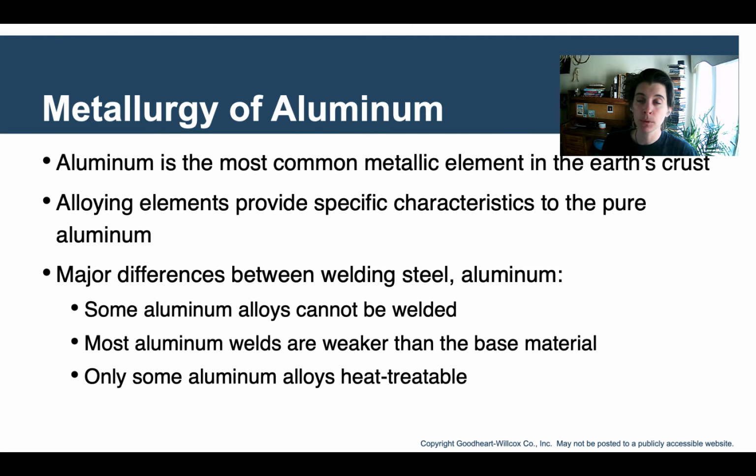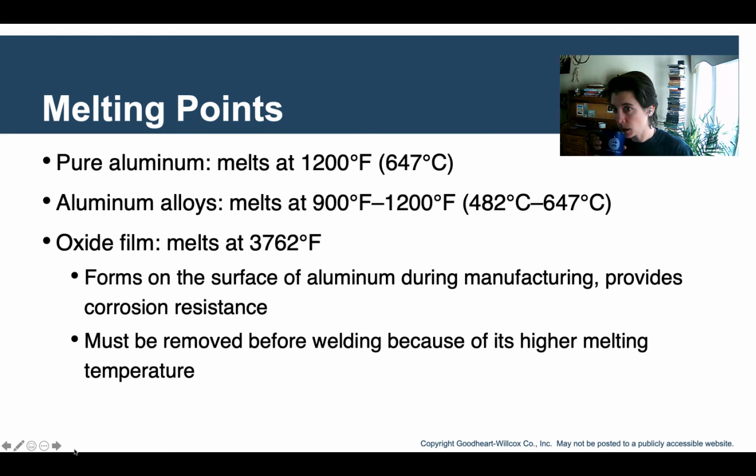In the case of aluminum, the welds are weaker than the base material. It's not the case with steel. With steel, the weld is a very strong point. With aluminum, the weld joint is actually weaker. Even if it's a perfect weld, it's going to be slightly weaker than the base material without a weld. And only some aluminum alloys are heat treatable. It might surprise you, but some of them are actually heat treatable, so they're hardenable in a similar way that steel is.